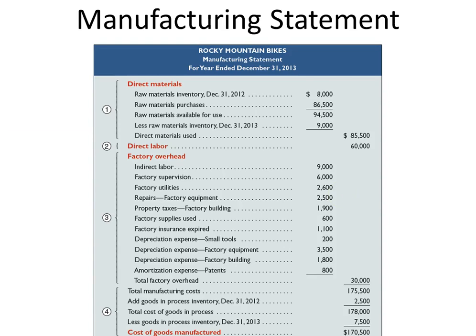Manufacturing statement, again, they're starting with inventory, that was your starting level, your purchases, direct materials taken back out of the shop, factory overhead, and you can see there's indirect labor, supervision, utilities, repairs, a variety of costs that go into this factory overhead, including depreciation expenses and so forth. And we'll go into later chapters in greater detail over all of this.